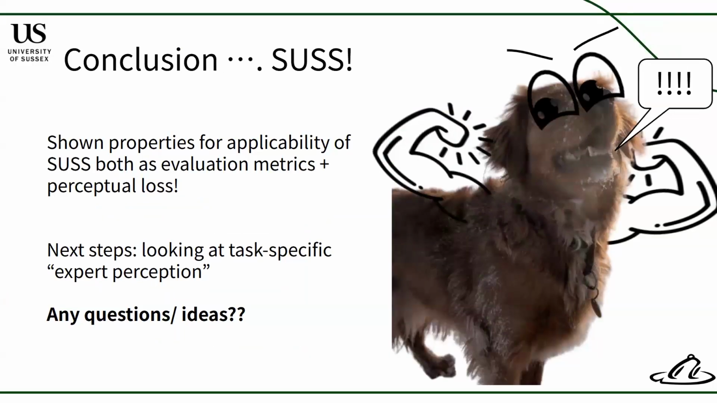So yeah, in conclusion, this is Charlie, and Charlie is not very happy and very strong. And we've shown that SUSS has lots of properties that seem to make it really good as both an evaluation metric, but also as a perceptual loss function. If any of you are interested in being as strong as Charlie, feel free to reach out.